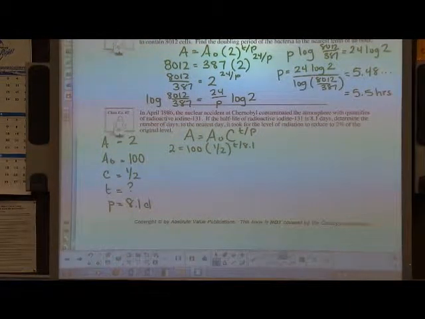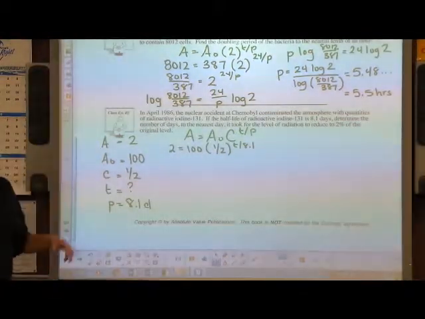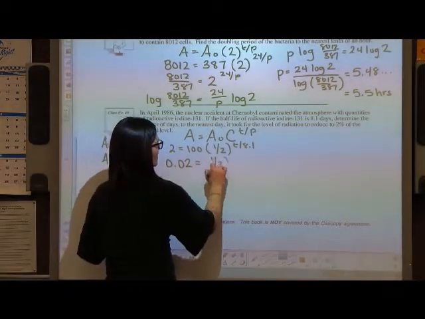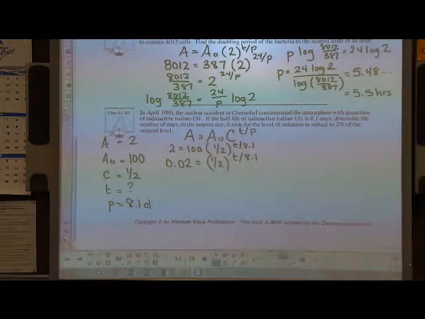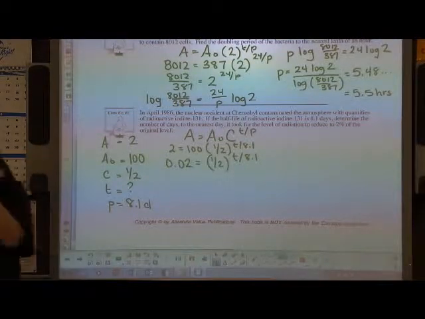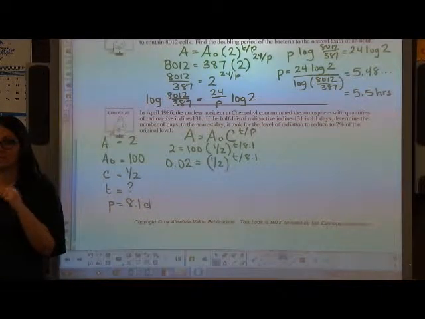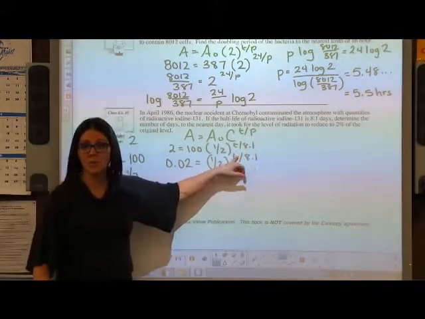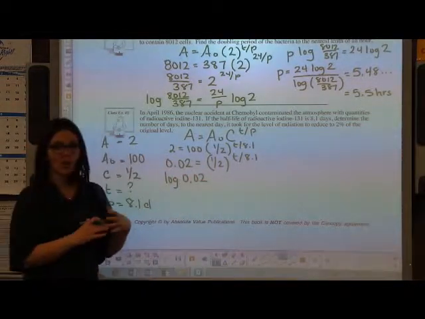Okay, so what would be my first step? Divide by 100. Okay, and when I divide by 100, I get a nice decimal, so let's use it. Now I'm at this point. I need to pull the exponent down. So what allows me to pull the exponent down? Taking a log. And because I'm looking at a more complex exponent, it is easier to take the log of each side rather than writing it in log base form.